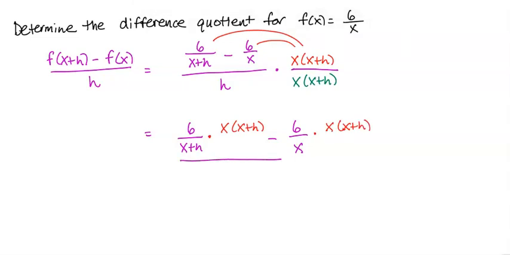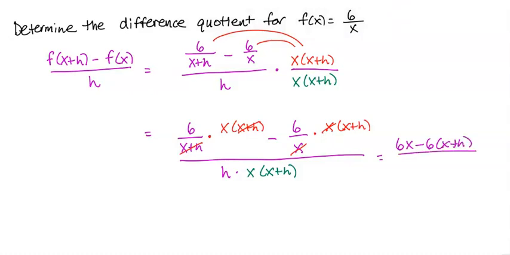And then in the denominator we have the h that we started with times the LCD, the x and x plus h. Now some things will cancel here for us. So looking first here in the numerator, the x plus h cancels with the x plus h, and the x cancels with the x. So in the numerator we're left with 6x minus 6 times x plus h. In the denominator we have the h, the x, and the x plus h.